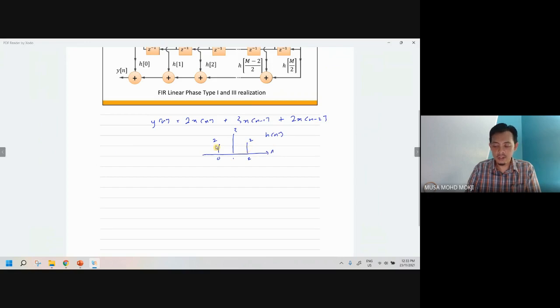How do we know this is 2, 3, 2? Because we already see that this is a difference equation, and it is FIR. So what is our h[n]? h[n] is the coefficient b. So what are the coefficients b? 2, 3, and 2. So directly we can know from this difference equation what the h[n] is, because this is FIR, so we can do it straightforwardly. If it is IIR, we cannot do this, so we need to do the Z transform so that we can have the impulse response.